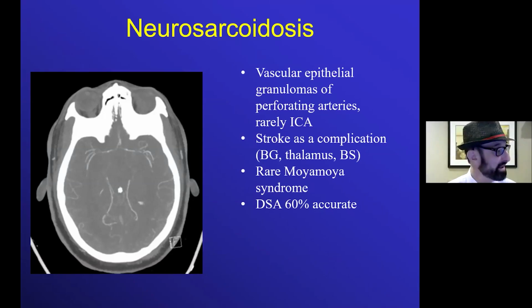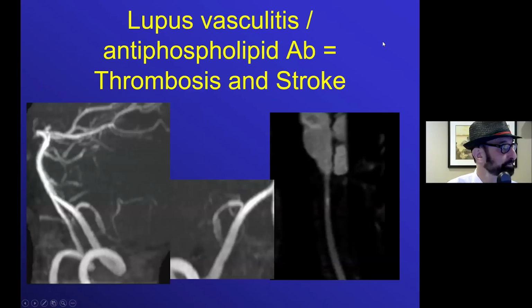However, you may manifest, as you see here in the middle cerebral arteries, an arterial variety of neurosarcoidosis, vascular epithelial granulomas of perforating arteries and veins, often manifesting as stroke, in addition to those meningeal and cranial nerve pathologies that we see with neurosarcoidosis. This is another entity where clearly you want to look at the paranasal sinuses and the orbits because you may see the sarcoidosis involvement of that as well.